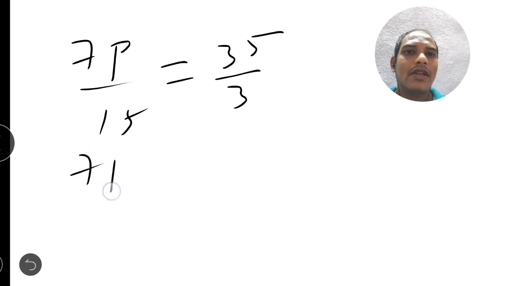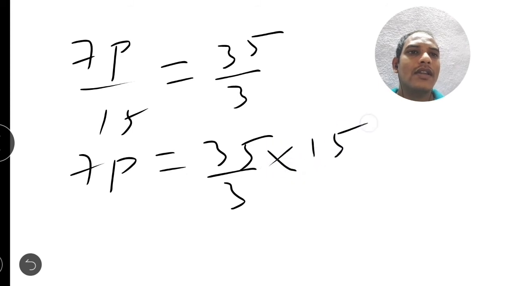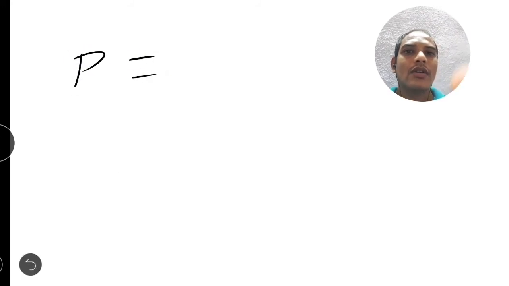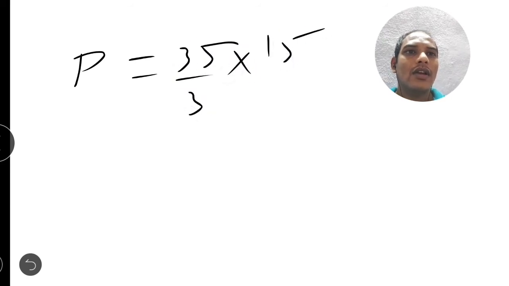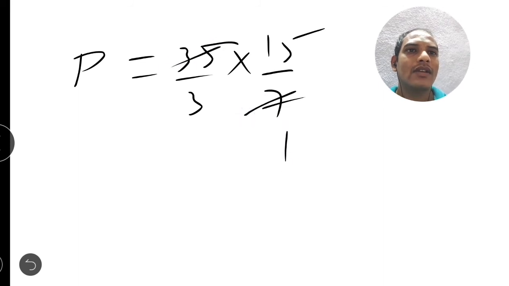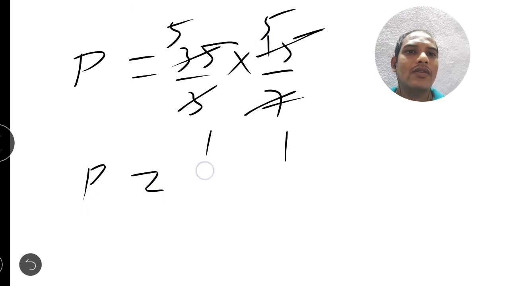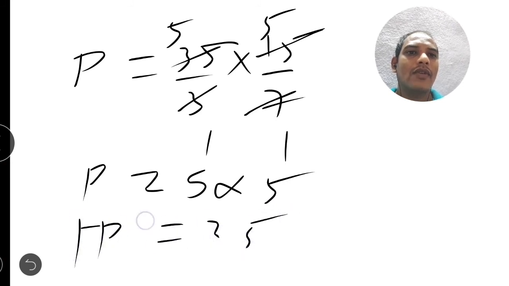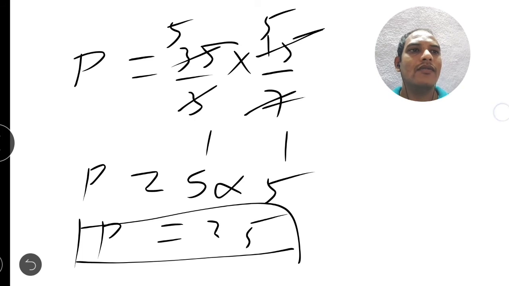So now 7p equals to 35 by 3. 15 transpose to RHS side, then it will go to denominator place. Then p equals to 35 by 3 into 15, and p is multiplying, so when you transposing to RHS side, then it will go to denominator place. So 7 1s are 7, 7 5s are 35, 3 1s are 3, 3 5s are 15. Then p equals to 5 into 5, then p value 5 5s are 25. So our required answer is 25.